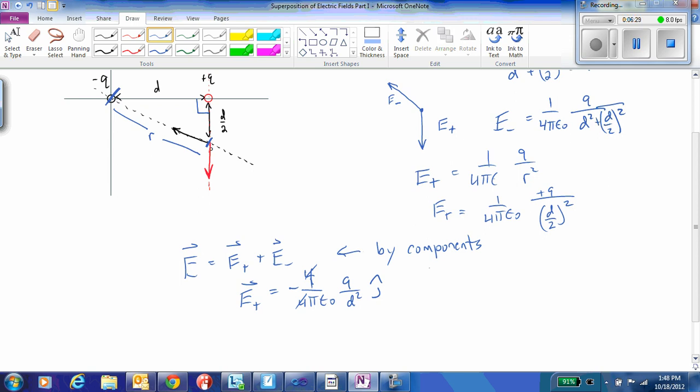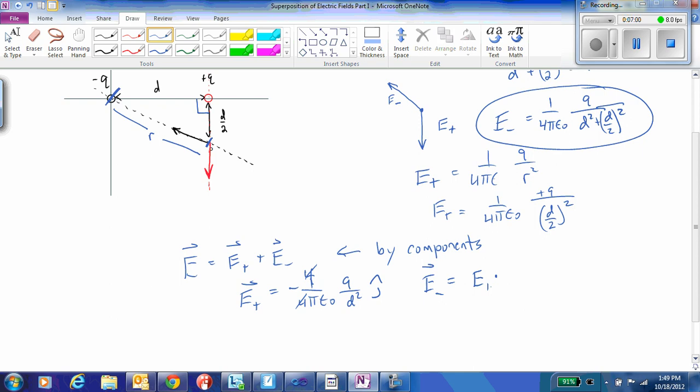Now, in the case of the black vector, the E minus vector is going to have both x and y components. So it's going to be the magnitude of E minus, and I'm not going to write out this whole thing. This entire expression that I'm circling here, that is the magnitude of E minus. So this is going to be the magnitude of E minus times, now we need to pick an angle.